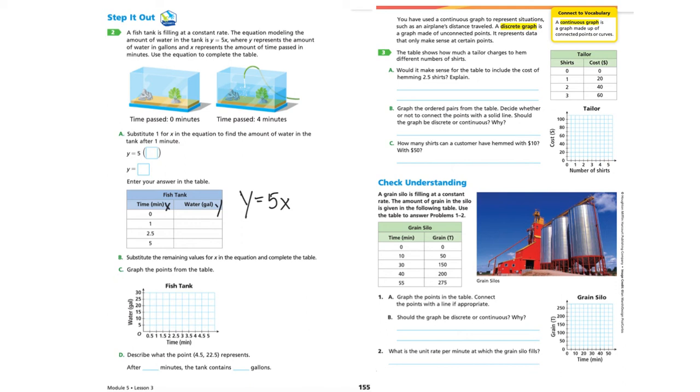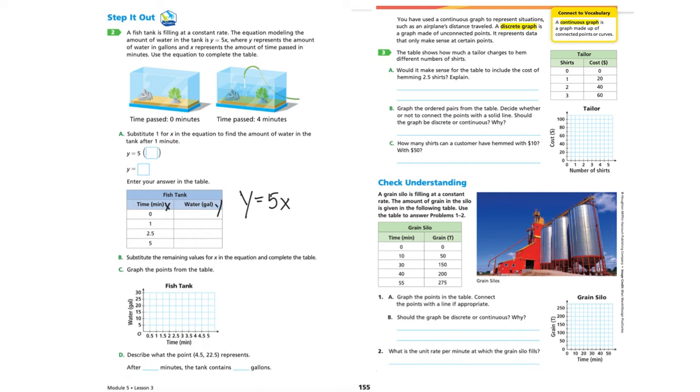C, graph the points from the table. So this is the graph you'll use here. And then D, describe what the point 4.5, 22.5 represents. And they give you a little sentence starter here. After how many minutes the tank contains how many gallons using this point. So you can go ahead and pause there, work on that, and then go on to number 3.